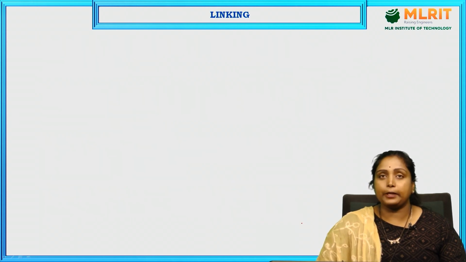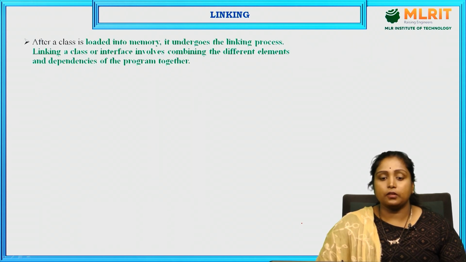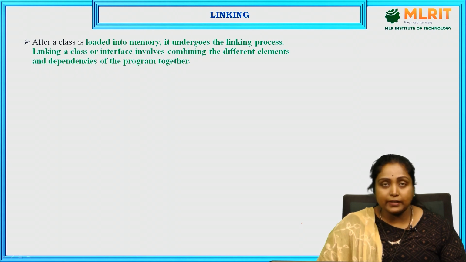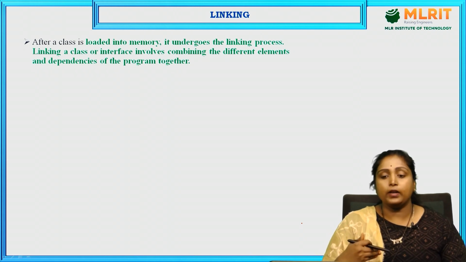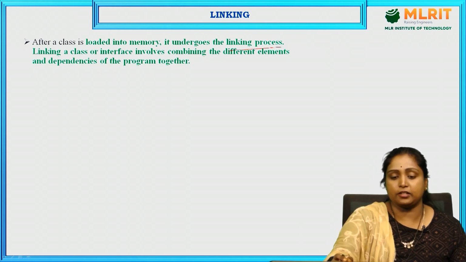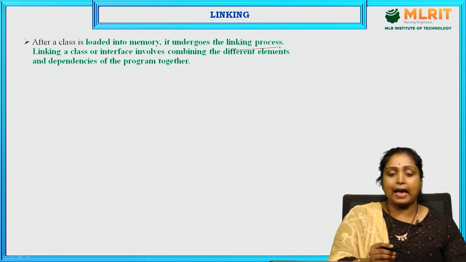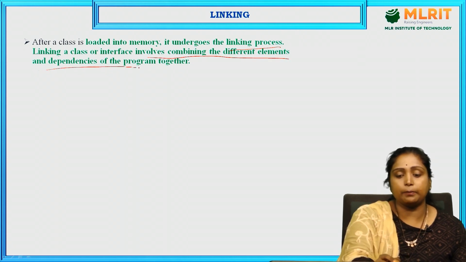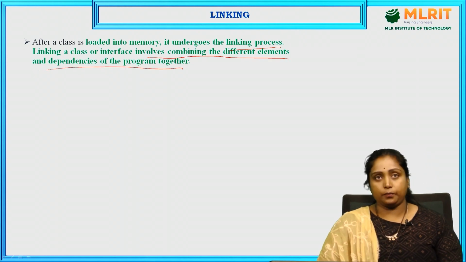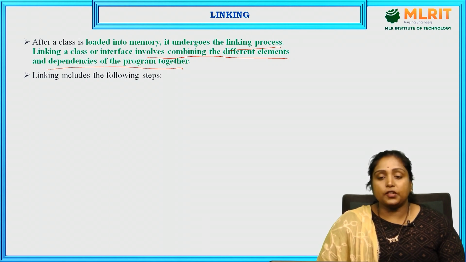Okay, coming to the linking section. After the loader loads the classes which you have written in the Java code file into the main memory, it undergoes linking. Linking a class or interface involves combining the different elements and dependencies of the program together. So linking includes these steps.